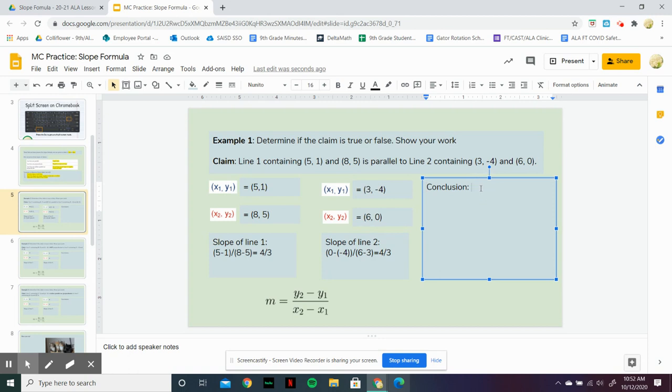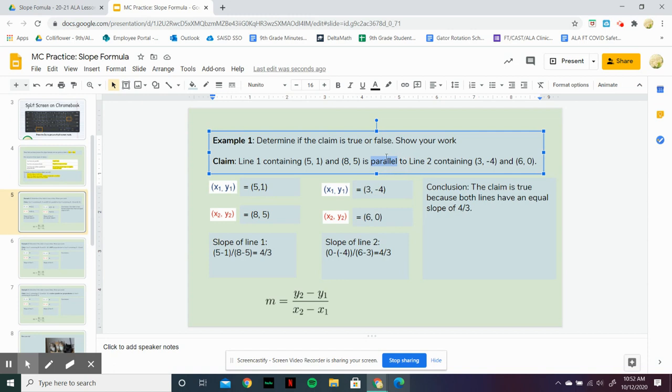So my conclusion is that the claim is true because both lines have an equal slope of 4/3. Because they have an equal slope, the lines are parallel, which means that the claim was true, because the claim said that the lines were parallel.